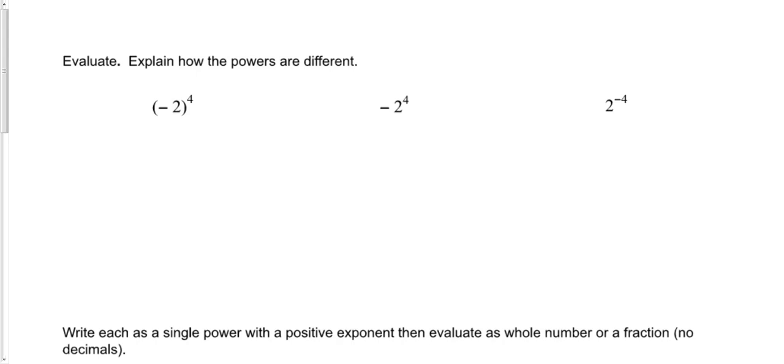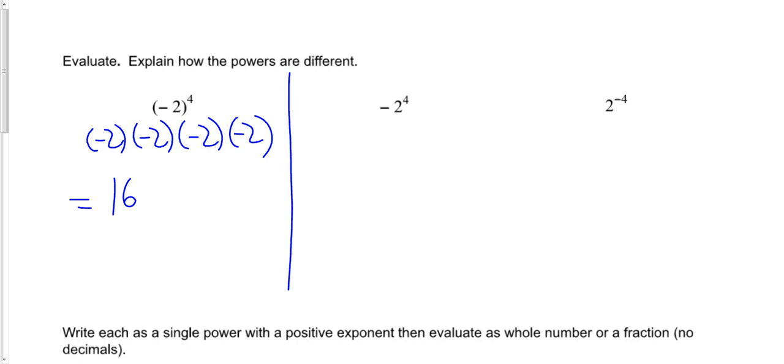So one thing that sometimes trips people up is this difference between powers. These three things look very similar, but they are different. Here on the left-hand side, this means negative 2 times negative 2 times negative 2 times negative 2. And so when I evaluate this, it actually becomes negative 2 to the exponent 4. That's going to give me positive 16.